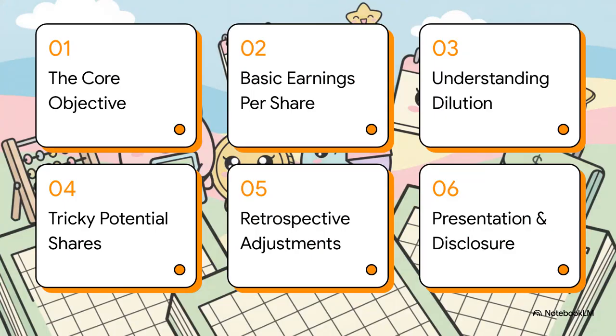Okay, here's our roadmap for today. We're going to cover 1. The core objective, 2. Basic earnings per share, 3. Understanding diluted earnings, 4. Tricky potential ordinary shares, 5. Handling retrospective adjustments, and 6. Presentation and disclosure. Let's get right into it.